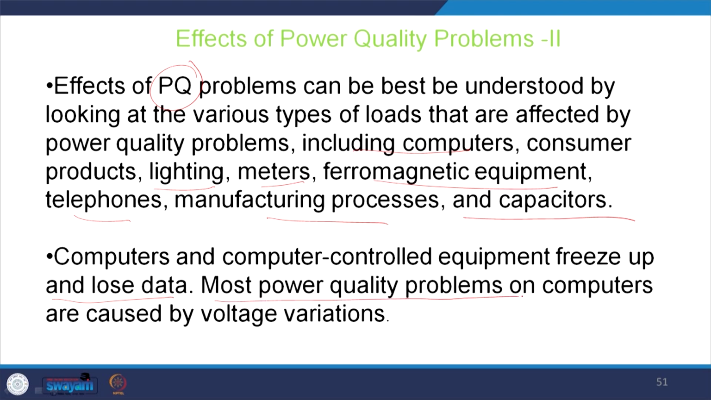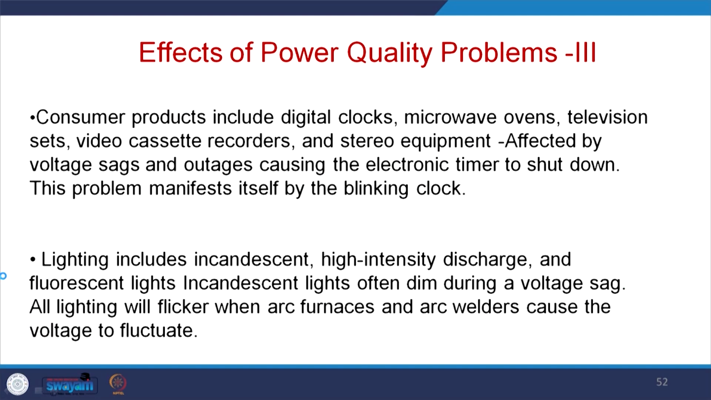Most power quality problems on computers are mostly caused by voltage variation. So, you need to give a regulated power supply. Another is consumer products, which include digital clocks, microwave ovens, television sets, video cassette recorders, and though it is going out, CD compact disc and stereo equipment, affected by voltage sag and outages that cause the electronic timers to shut down. This problem is manifested by the blinking clock.